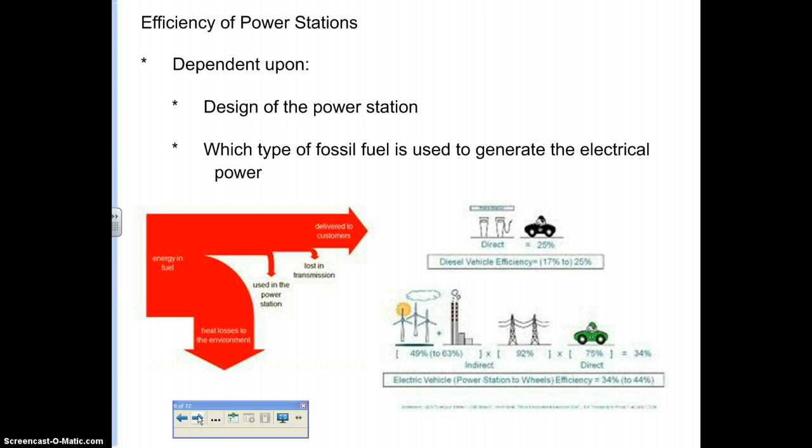Efficiency of power stations. Well, it's going to depend on a couple of things. The first thing it depends on is the design of the power station. Also, it depends on which type of fossil fuel you are using, oil, coal, etc., to generate the electrical power. So here's a really nice Sankey diagram for you to look at on the efficiency of power stations. Please make sure you do take a second and look at this slide.